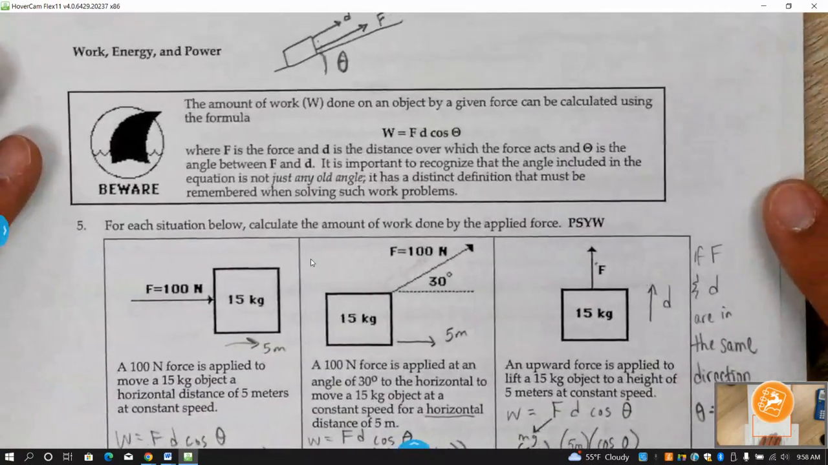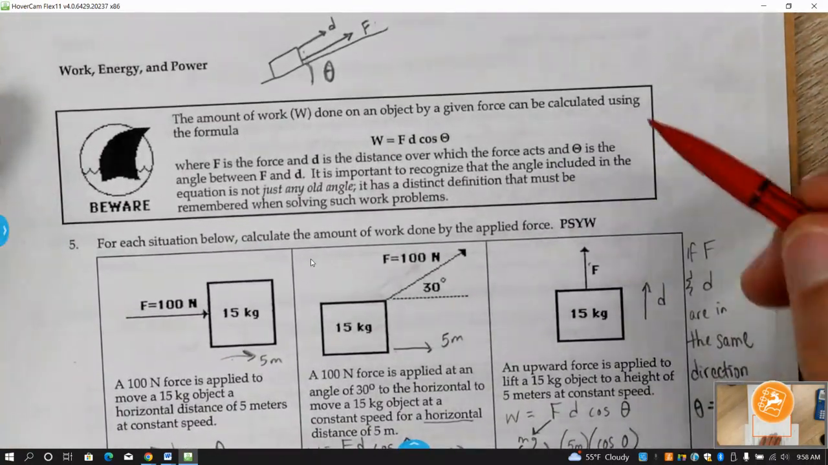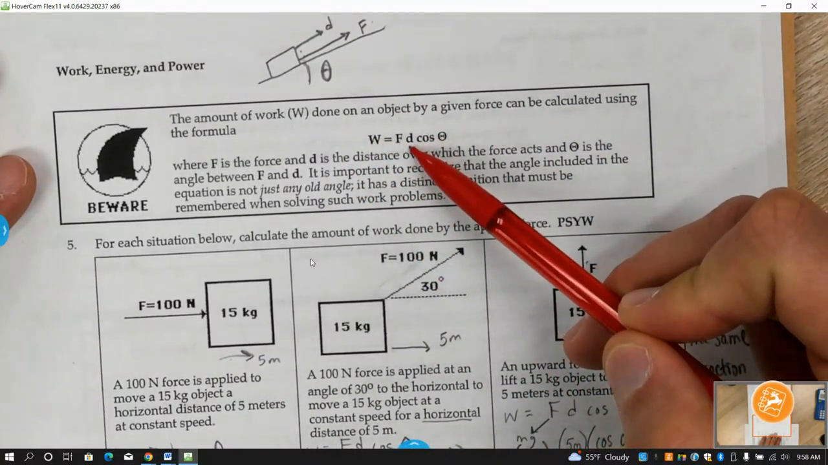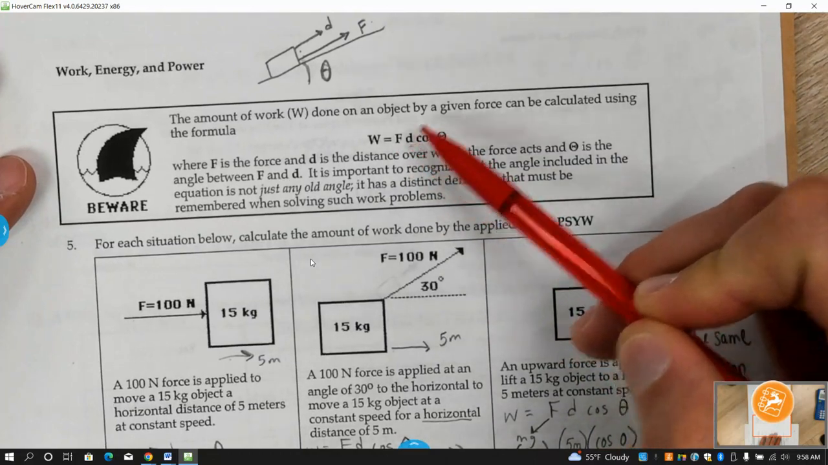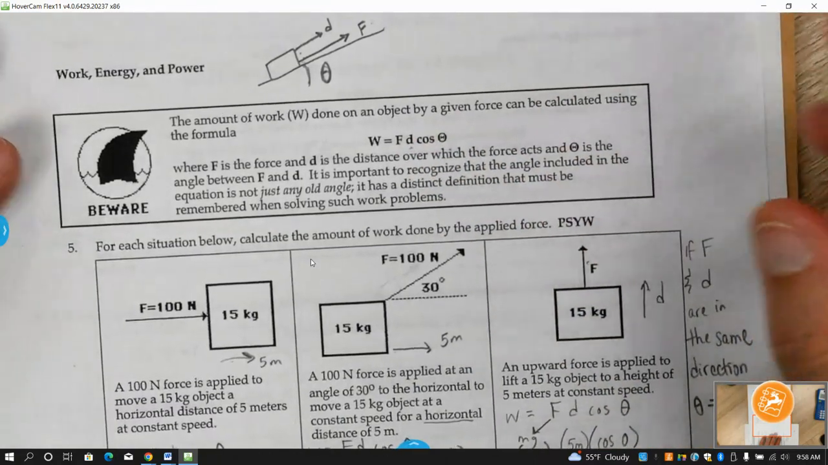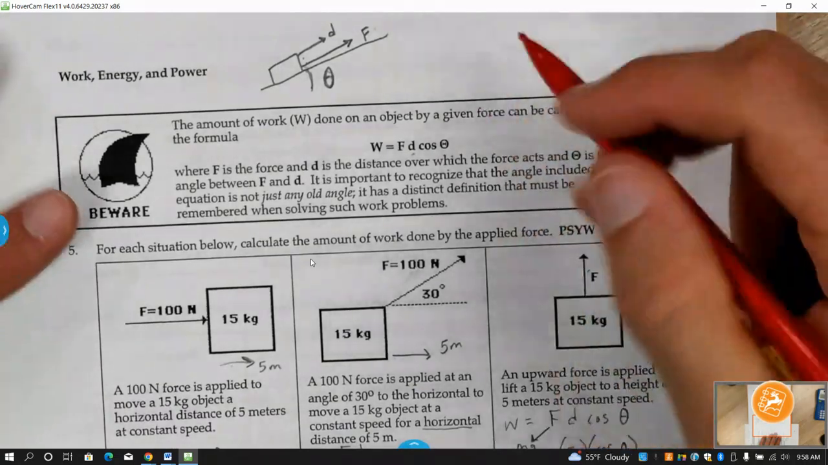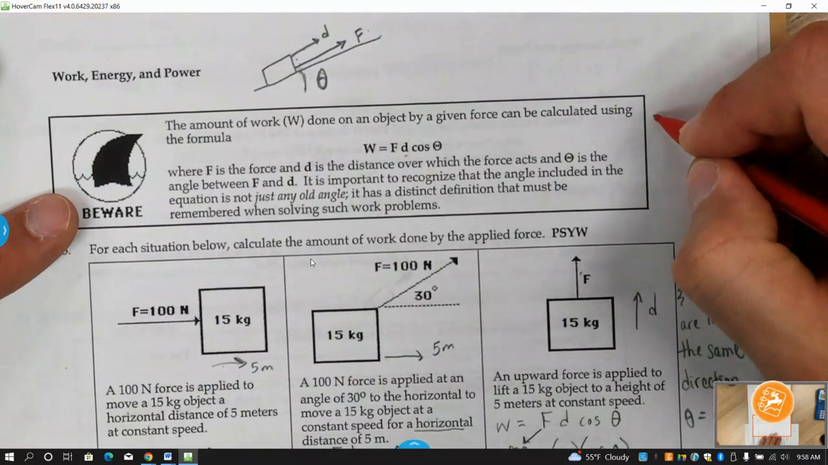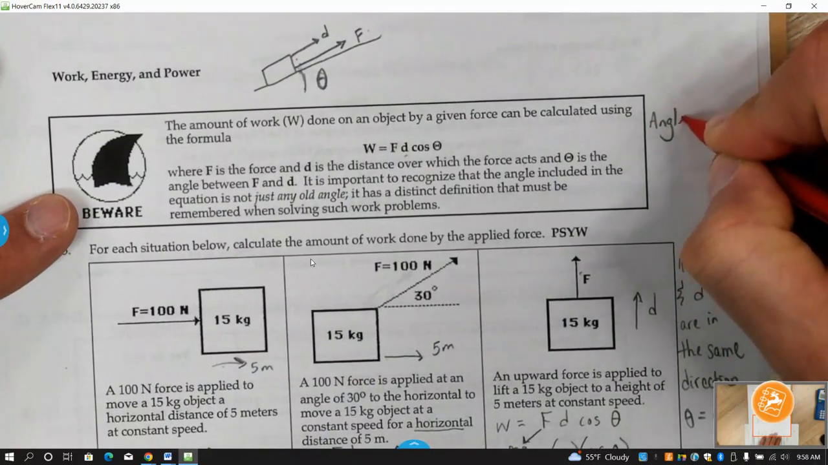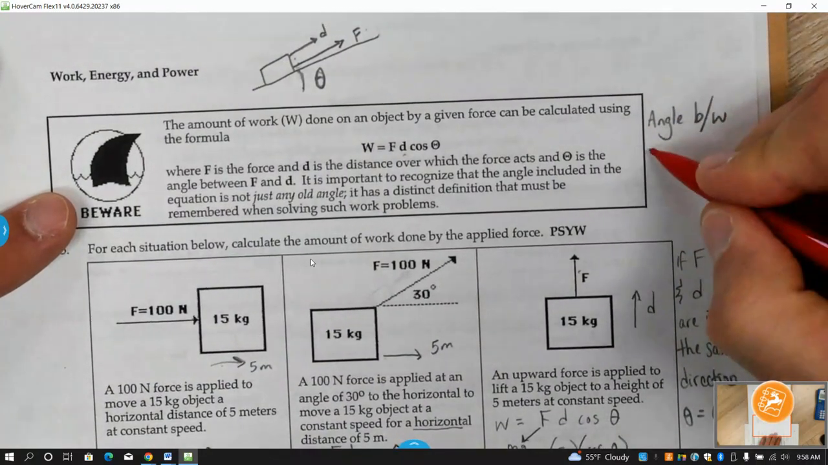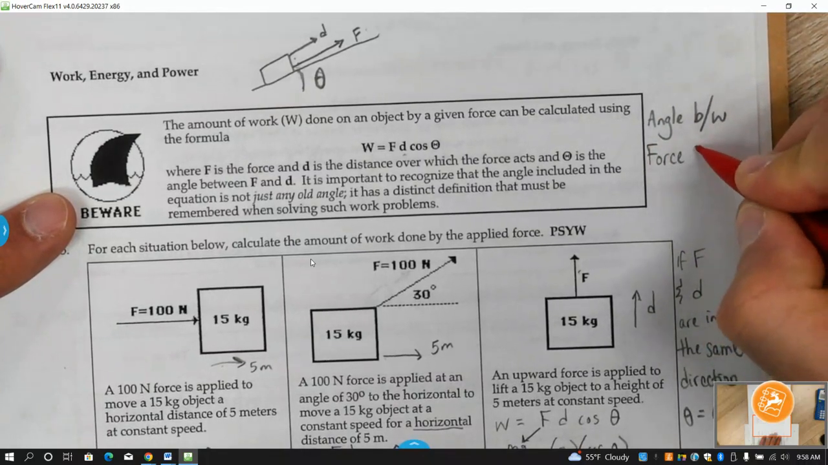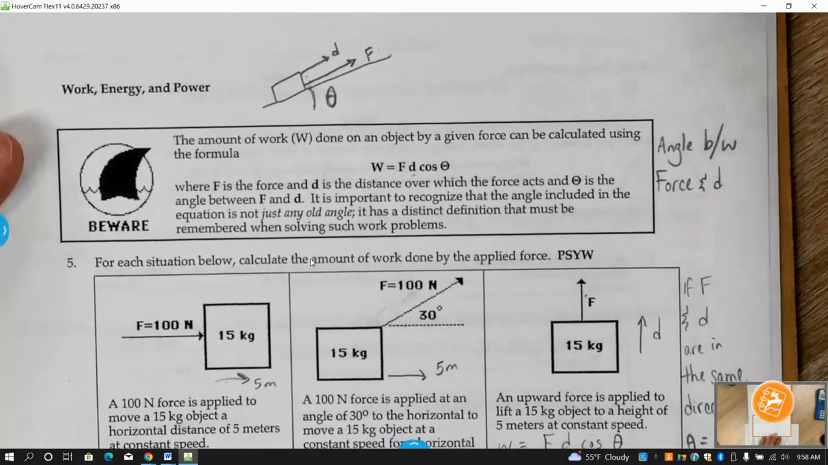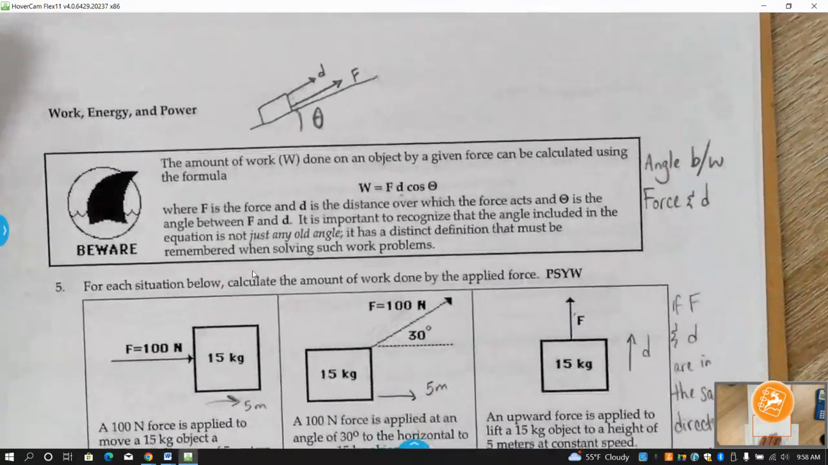All right, so the amount of work done on an object by a given force can be calculated by using the formula work is equal to force times distance or displacement times the cosine of the angle. Now, the idea is it's the angle between the force and displacement.